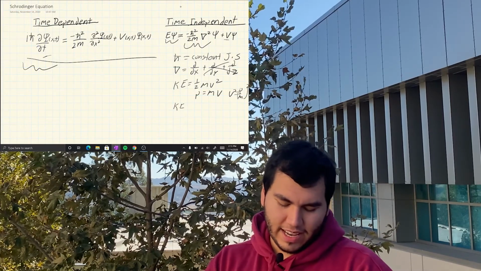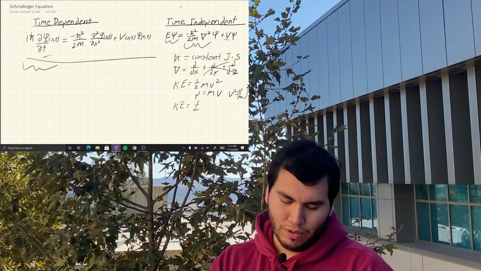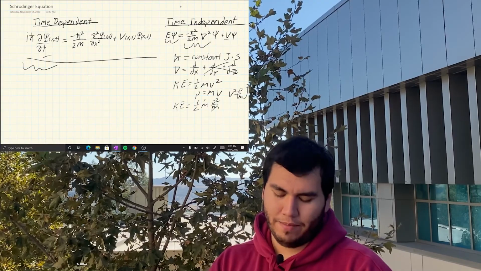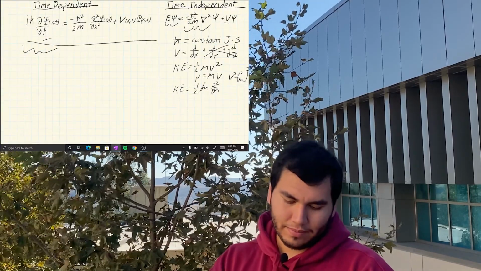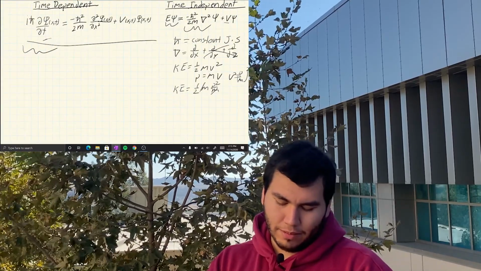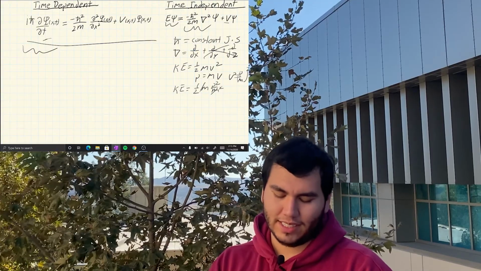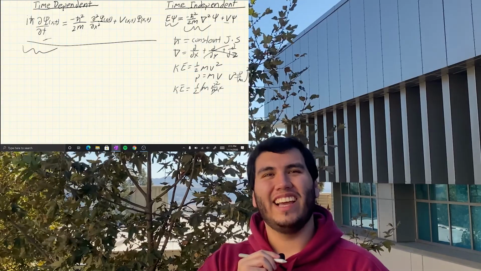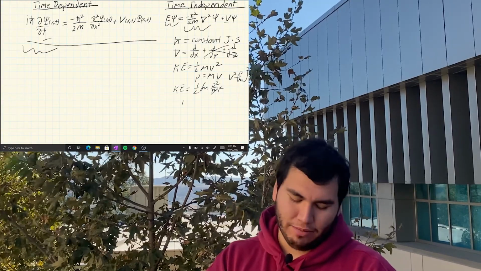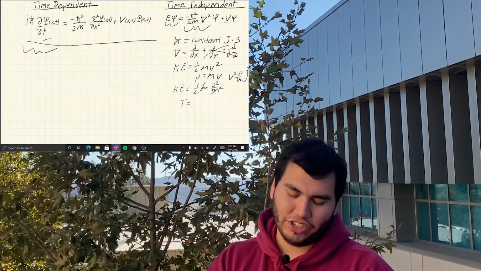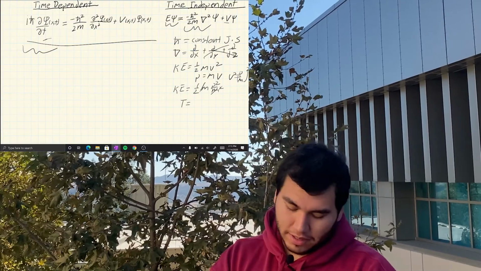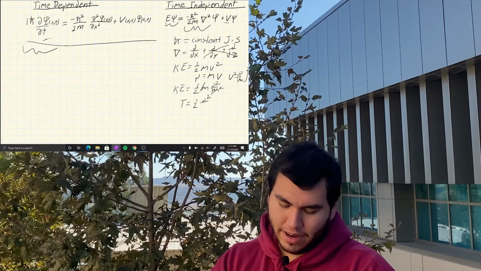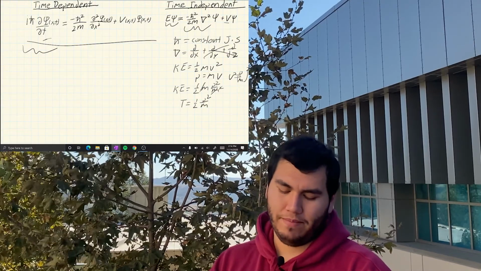So we get kinetic energy is equal to 1/2 m p squared over m squared. M's cancel. Or, well, just one of the m's cancels because that's squared. And so now I'm going to write kinetic energy as a capital T, because that's what we do in quantum mechanics. We change the letters that we use. 1/2 p squared over m.